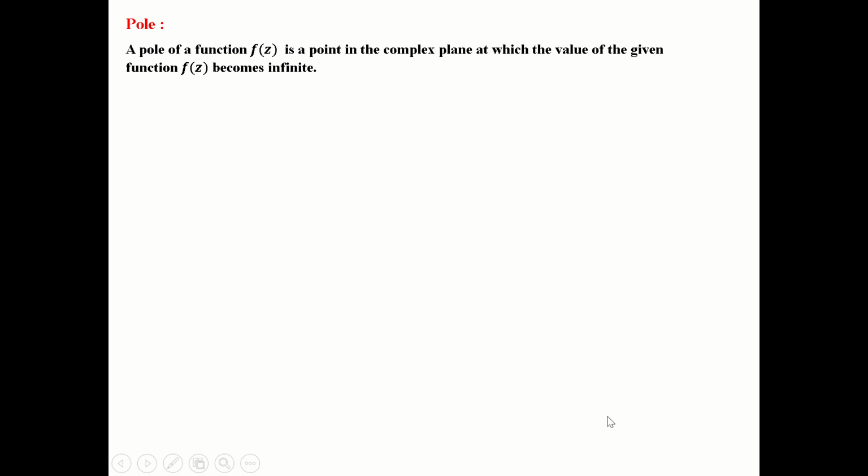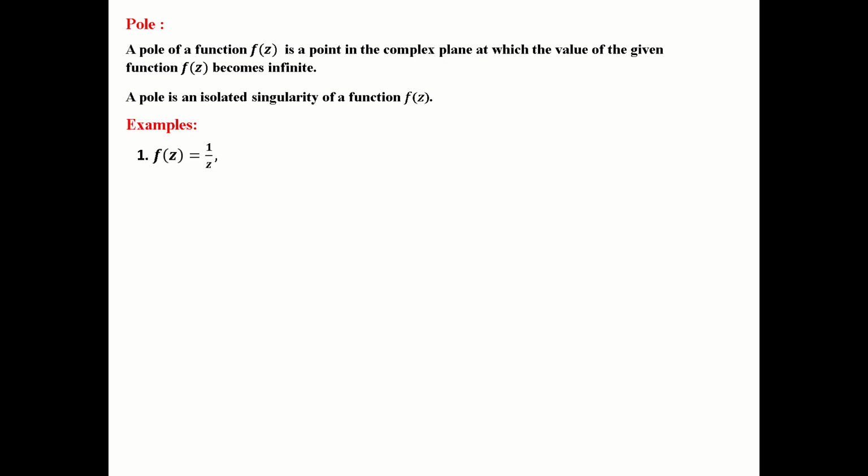Next definition, pole. A pole of a complex function f of z is a point in the complex plane at which the value of the given function f of z becomes infinite. So if you put the value of z in that function and the function becomes infinite, then the point is called a pole of that function. It is an isolated singularity, correct? So a pole is an isolated singularity of that function.